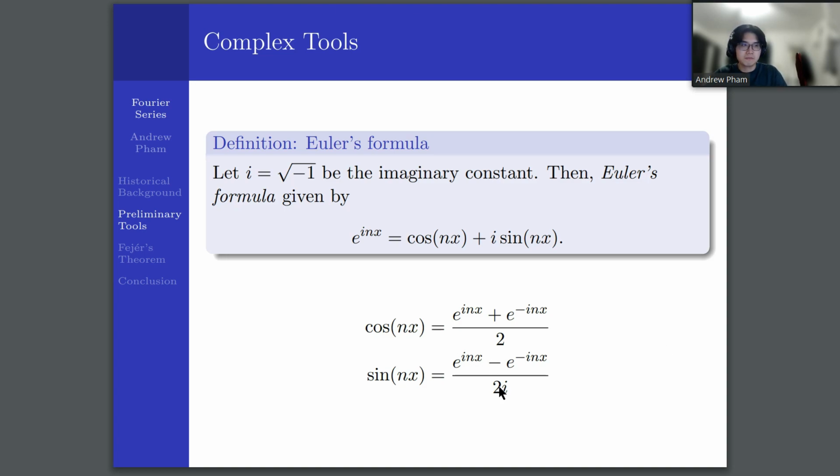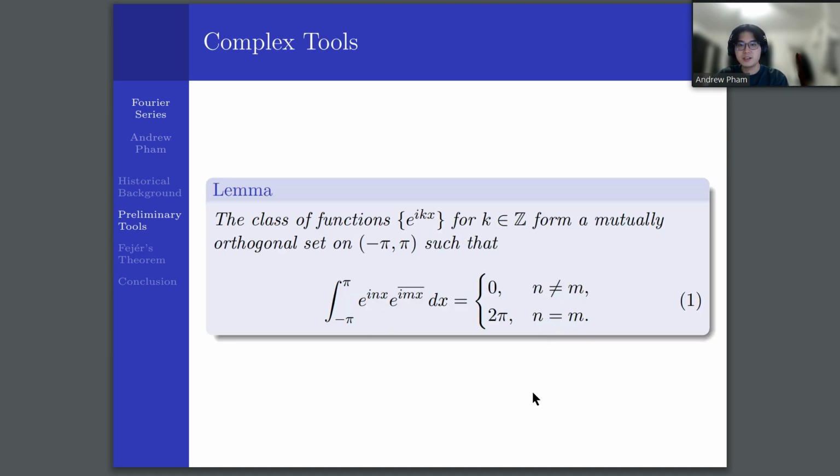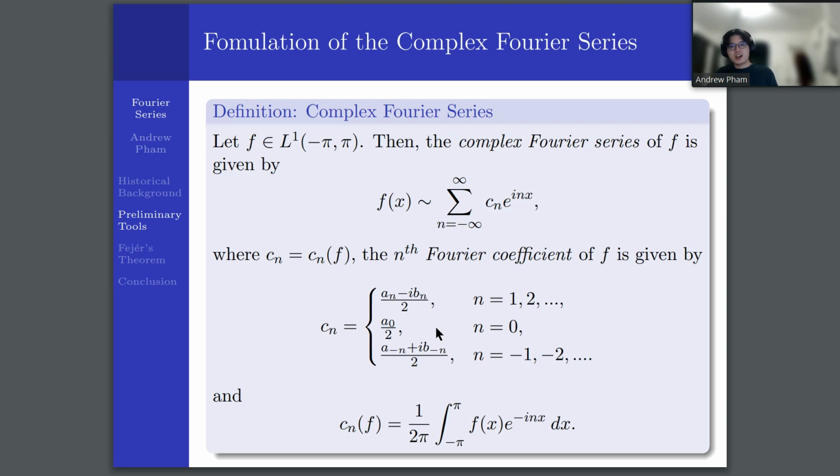Along with this, we're going to be considering the orthogonality of the class of functions e to the ikx, where k is an integer, as the inner product of e to the inx and e to the imx, the conjugate, will be two results. They will be either 0 when n is not equal to m, and 2 pi when n equals m, because this is exactly how we're going to find the coefficient, similar to how we did so for the real Fourier series. That being said, let's go ahead and formulate the complex series.